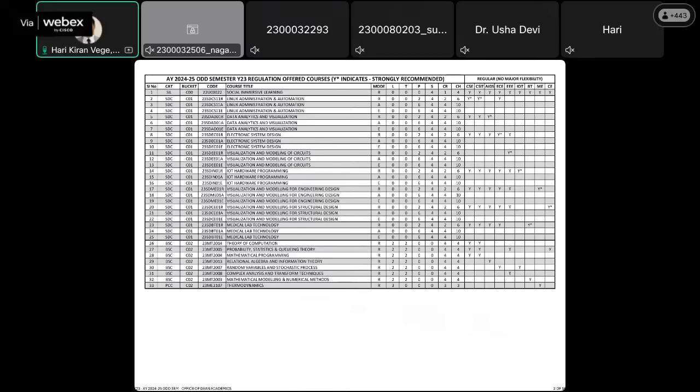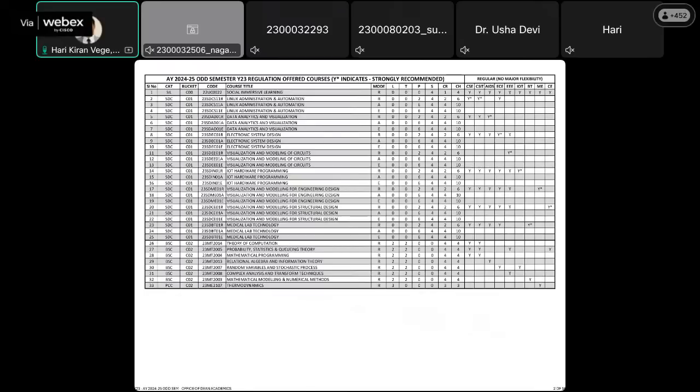Let us assume I am an IoT student. Then how do I select? How do I choose? If I'm an IoT student, I should look at the column for IoT. C1 bucket, where is the Y star? Y star is given for IoT hardware programming, right? But along with that Y star, I also have other Ys listed there. That means IoT hardware programming is recommended for other branches also. So Y indicates recommended. Y star indicates strongly recommended.